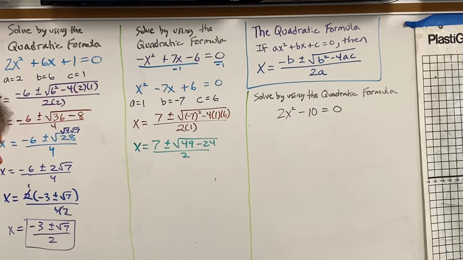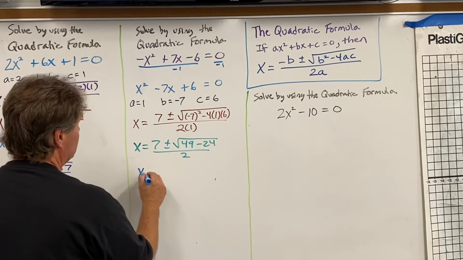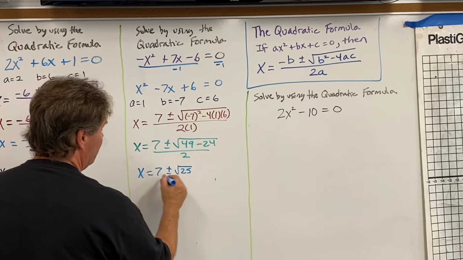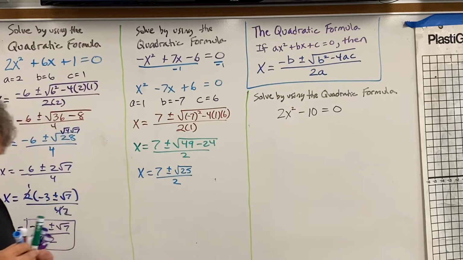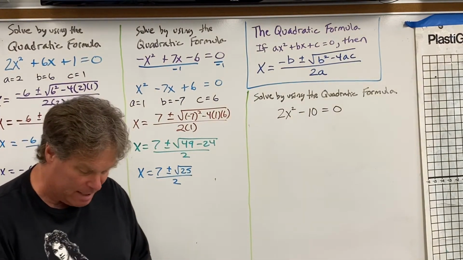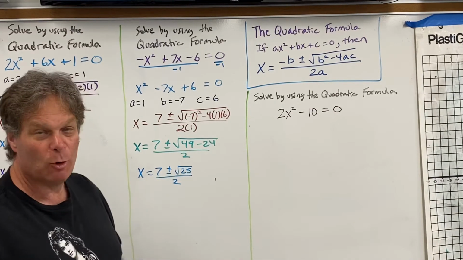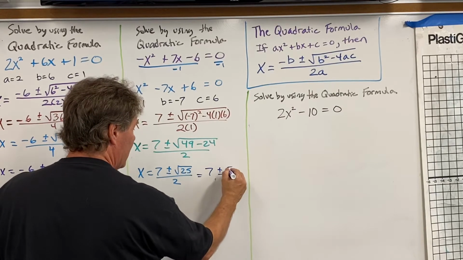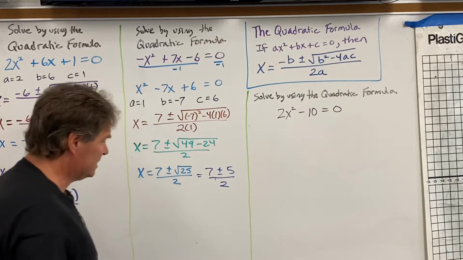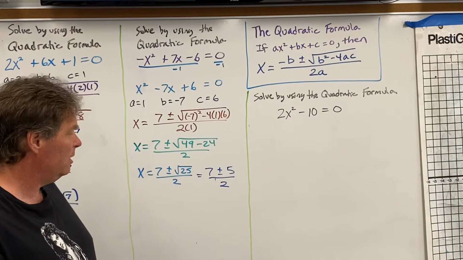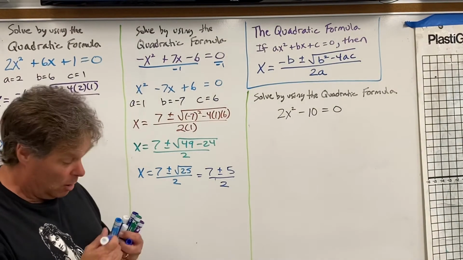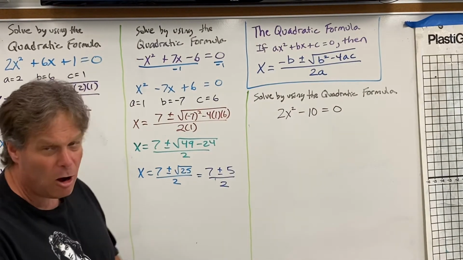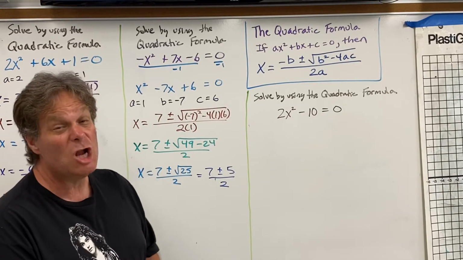Get ready, here it comes. X is 7 plus or minus the square root of 25. Wait a minute. I know what the square root of 25 is. It's just 5. Oh my gosh. So wait, it's 7 plus or minus 5 over 2? Yeah. So guess what I see quite often? I see, okay, there's my answer. Wrong, not wrong answer, but not simplified.